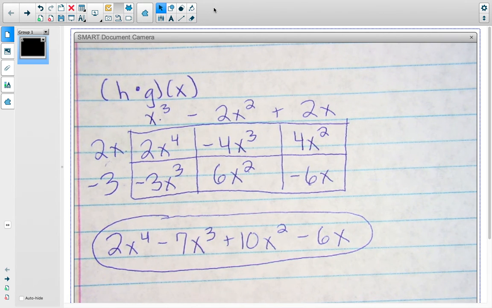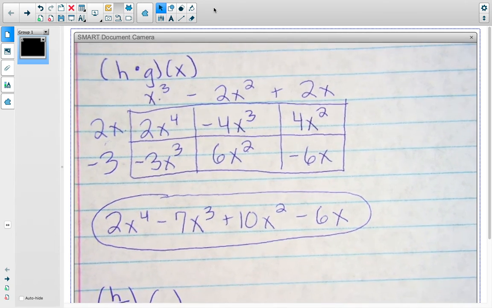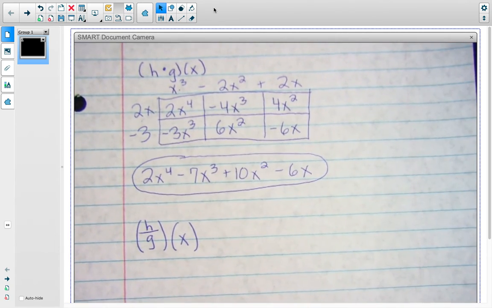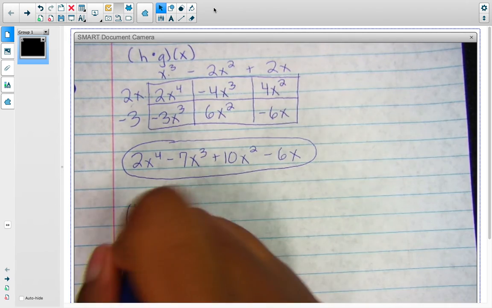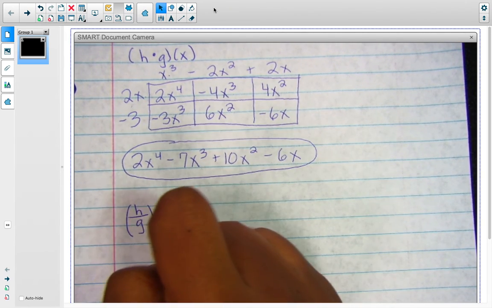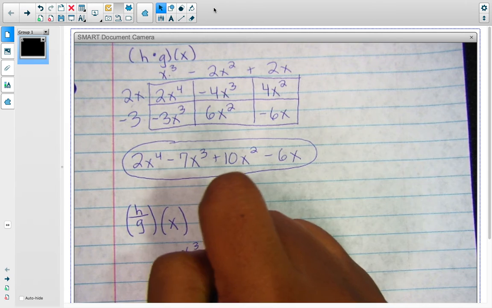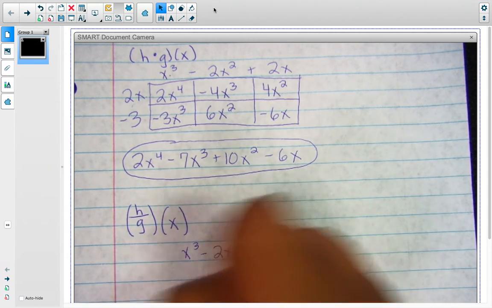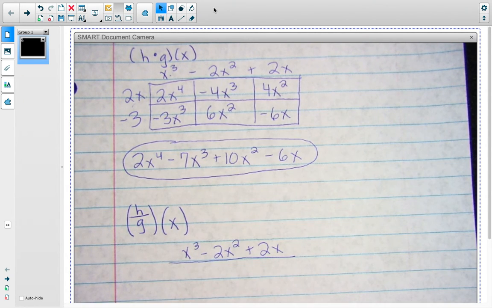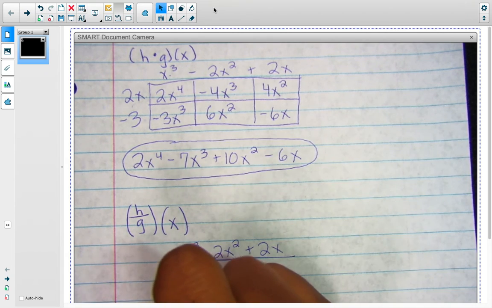And last but not least, let's divide these. So again, we just take h, that's going to be our numerator, and we take g, and that's going to be our denominator. So h is x to the third minus 2x squared plus 2x. That's our numerator. And our denominator is 2x minus 3.